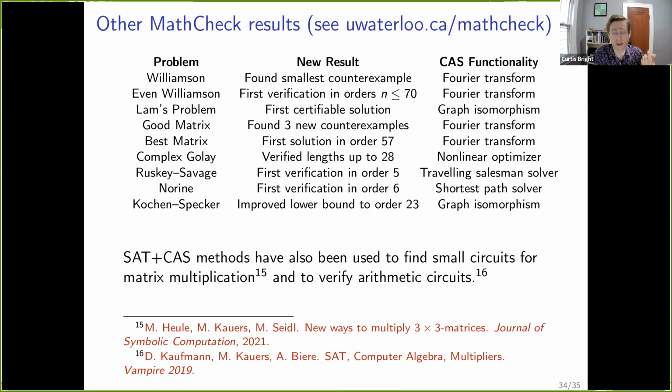circuits for matrix multiplication, a classic problem where we still don't have the best. Even for 3x3 matrix multiplication, we still don't know the optimal algorithm for multiplying 3x3 matrices. But they found a bunch of new ones using this sort of approach. And for verifying arithmetic circuits, again, it's a very difficult problem, which they were seeing really good speedups where they combine the SAT solver to the computer algebra system.